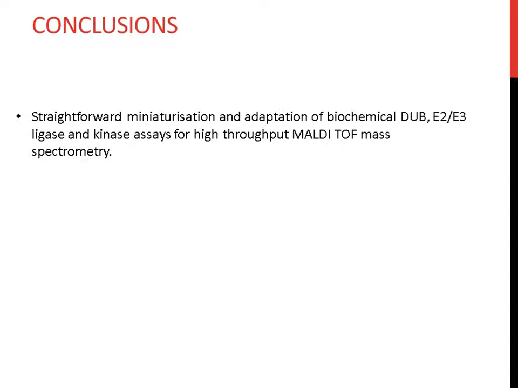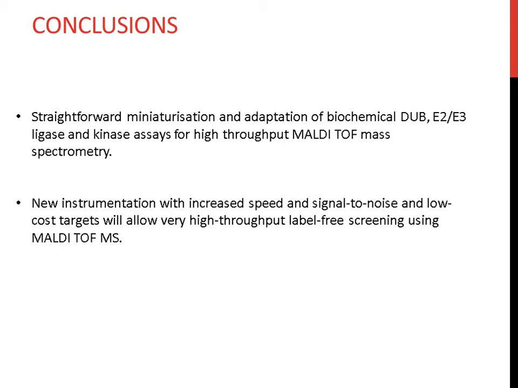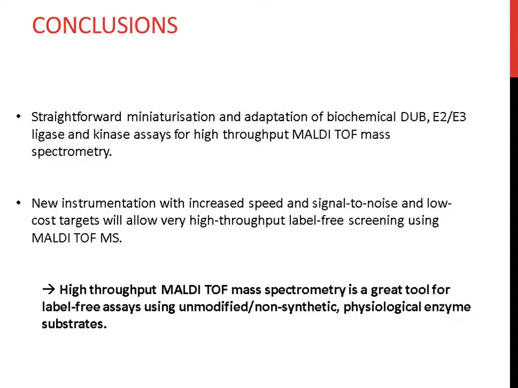So to conclude, for us as an academic lab, it was quite straightforward to miniaturize and adapt these biochemical assays, obviously whether DUBs or E2 ligases or kinases, and then use high-throughput MALDI-TOF mass spectrometry to do high-throughput screening. We think the new instrumentation that has been developed in recent years with increased speed and signal-to-noise, and the low-cost MALDI targets now available from Bruker, where the target only costs about 10 euros, will allow very high-throughput, label-free screening using MALDI-TOF mass spectrometry. And altogether, we believe that high-throughput MALDI-TOF mass spectrometry is a great tool for label-free assays using unmodified physiological enzyme substrates.